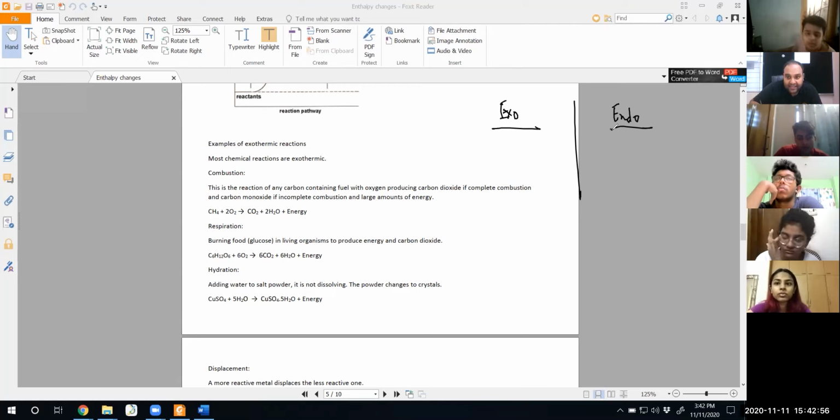And endothermic reactions are photosynthesis, then melting of ice. When ice becomes water, it gains energy from the surrounding, right? So that's endothermic. When water becomes vapor, it is again taking in energy. That is also an endothermic reaction. And then photosynthesis.